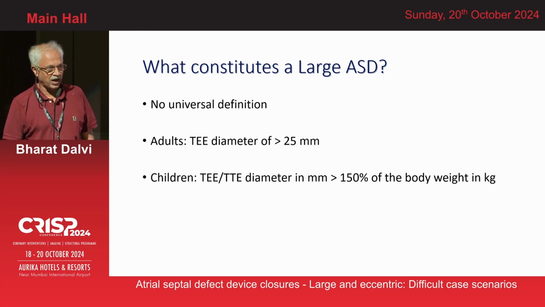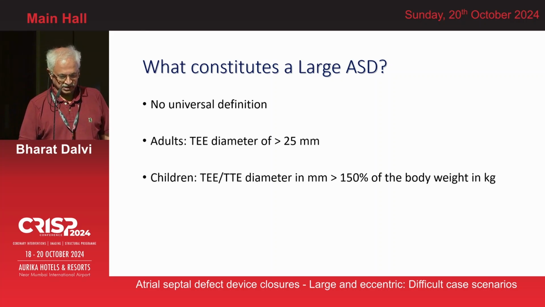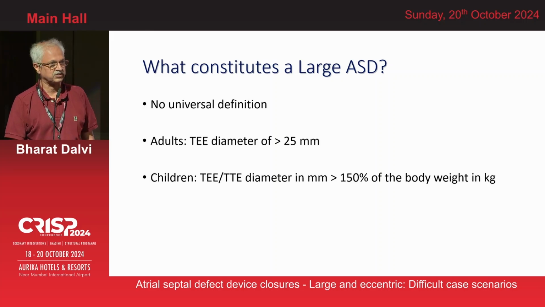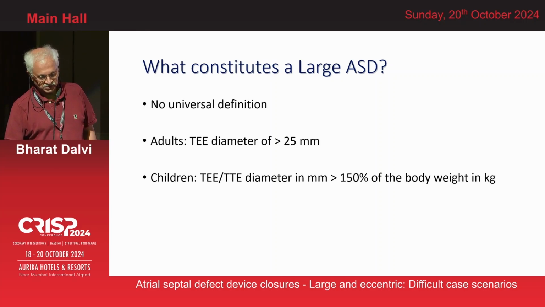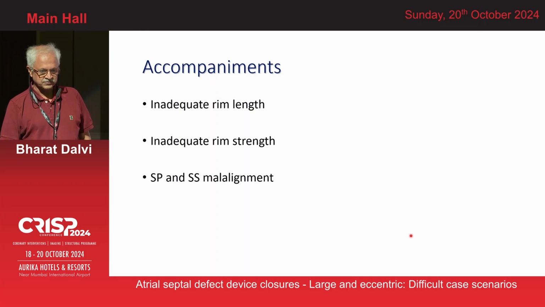And in children, if you have a TEE or a TTE diameter in millimeters more than 150% of the body weight in kilograms, you will consider that as a large ASD in a child. For example, if you have a 10 kg child, ASD measuring more than 15 millimeters would be considered as large.